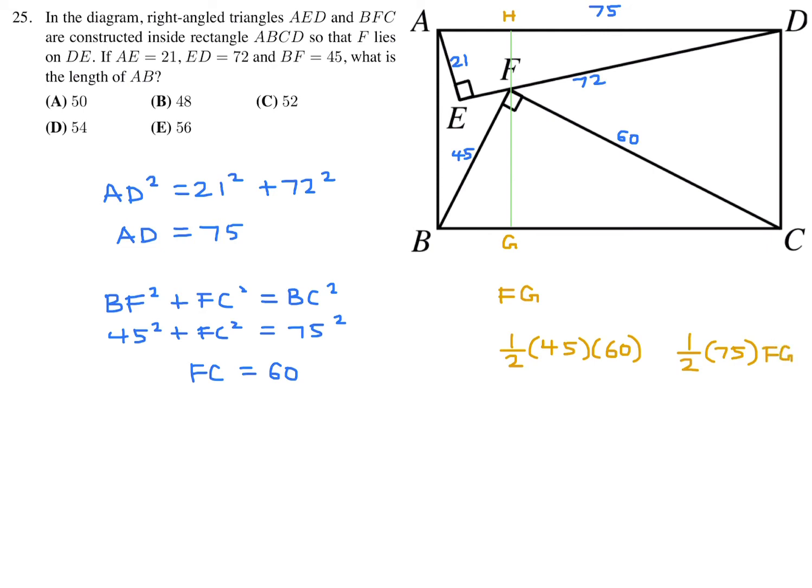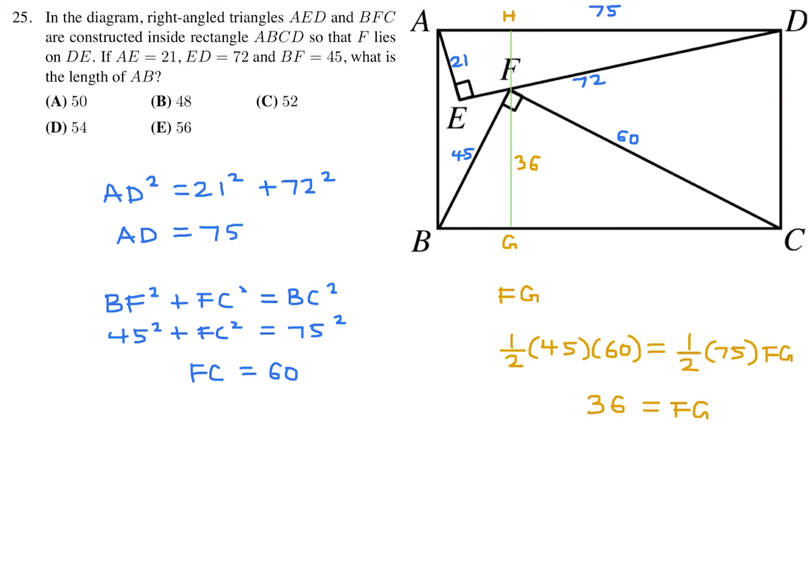Now these two ways of calculating the triangle's area are equal, right? Because the area is the same, regardless of which way you do it. So this will allow us to figure out FG. And if you do this math, you'll get FG is equal to 36. All right, so I'll put that 36 in there. Now I'm going to calculate F to H, that distance right there. If I can do that, then I can add it to my FG, and that will give me the length of AB, which is exactly what they want.